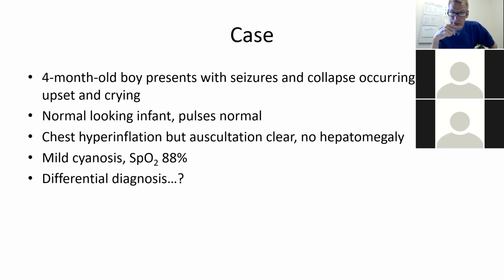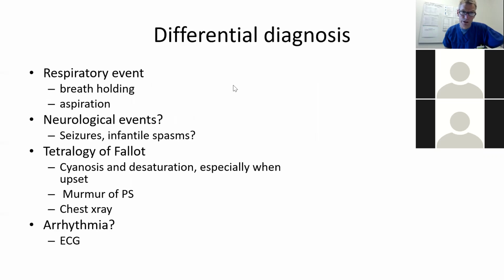TET spells? Yes, he could be having TET spells. That's right. He could have Tetralogy of Fallot, and they could be having TET spells. That's the most likely cause, isn't it, in a 4-month-old child with that type of clinical problem.